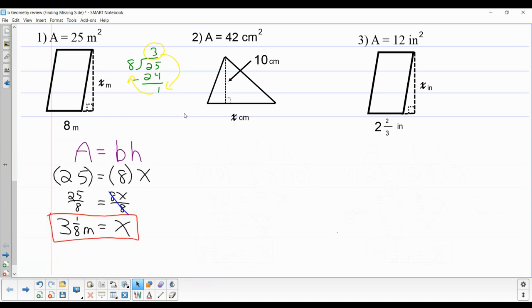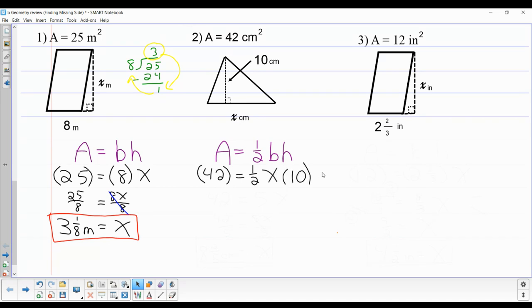Problem number 2 is a triangle, and it's going to give us a slightly more difficult equation. But we follow the same 3 steps. We write the formula. Area equals 1/2 times base times height. We plug in. Area is 42. I plug it in. Equal sign is an equal sign. The 1/2 is 1/2. The base we do not know, it's an x. And the height we are told is 10 centimeters.